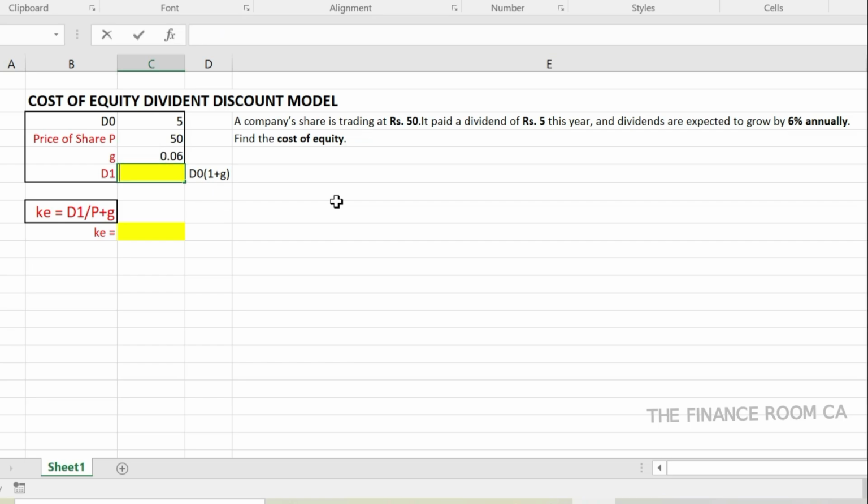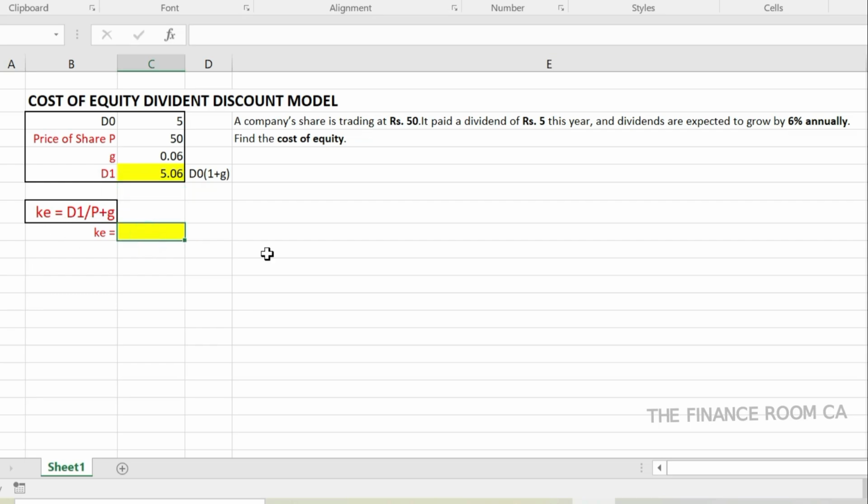So D1 is equal to D0 multiplied by 1 plus G, and you can add this. D1 is 5.3. Now this is the formula for the cost of equity.